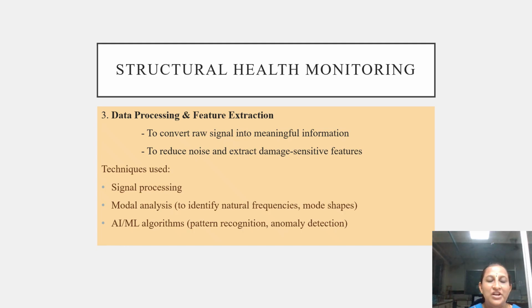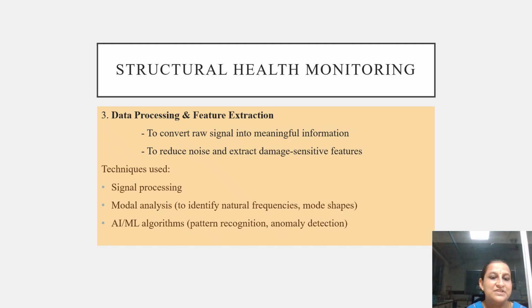The systems involved here are used to convert the raw signal data which is collected from the sensors into meaningful information. And this main step is done in order to reduce the noise and extract the damage sensitive features. So during the process of data collection, there is a chance of recording unwanted data in the form of noise. So that noise has to be reduced so that the condition of the structure can be exactly determined.